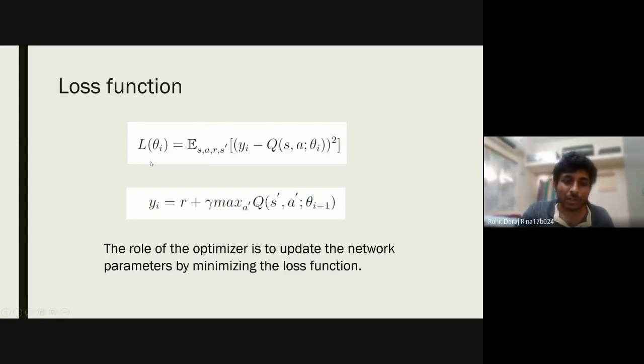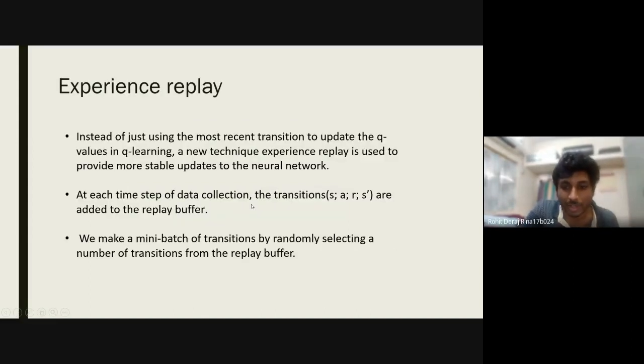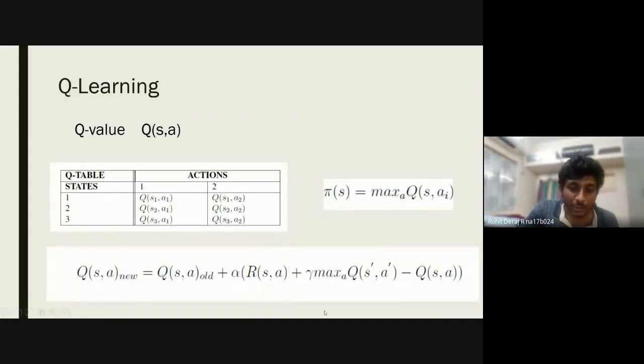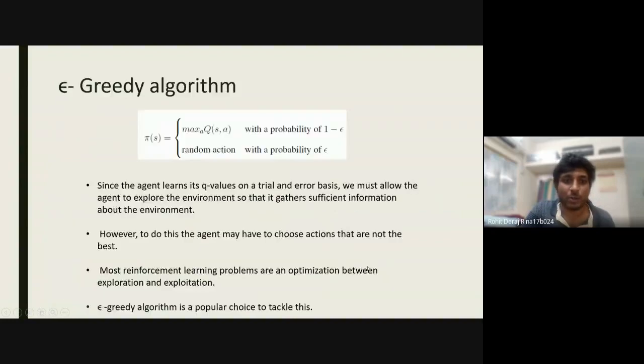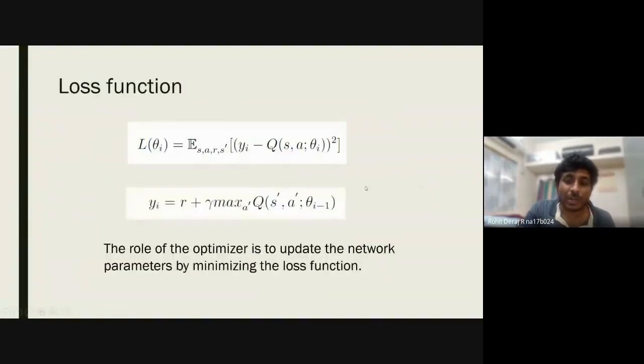The loss function here for DQN is y_i minus the Q value of the particular state. Here, y_i is r plus gamma max, the same expression that we saw in the Q value update equation. What you're doing is trying to reduce the square of this term, except that it's no longer the old Q value and new Q value, because the network parameters are changing. It is the Q value estimated with the old parameters and the Q value estimated with the new parameters.